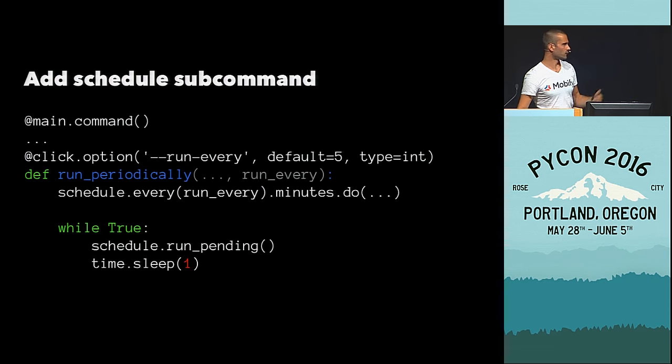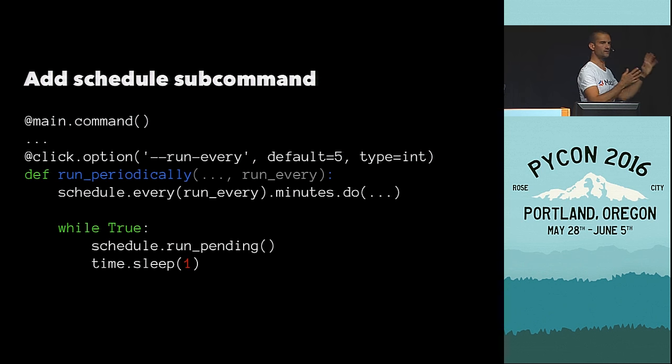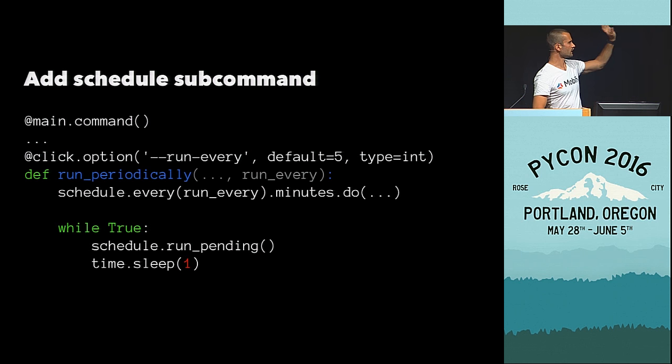And then for our periodic task, we potentially have an additional option that's like run every 5 minutes. That gives us a little bit of control of the frequency. And then we use a little scheduler that runs our task, and that's basically it.